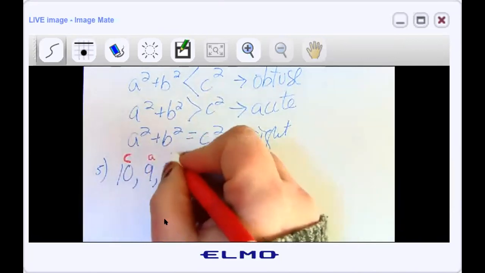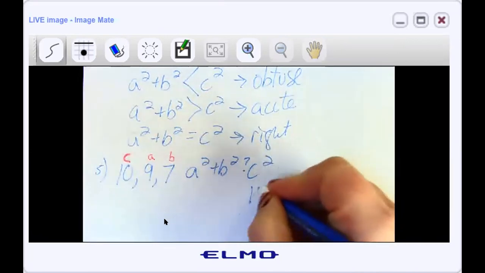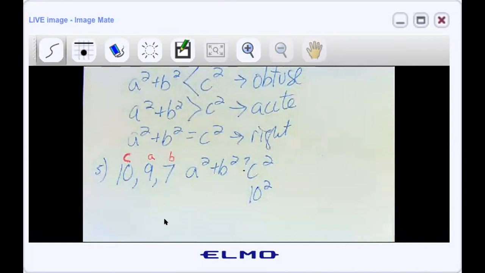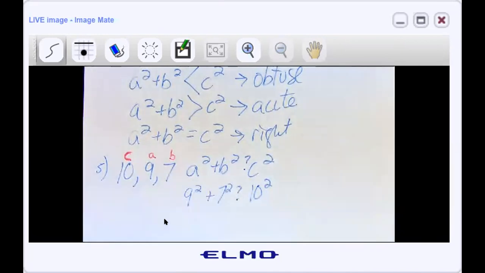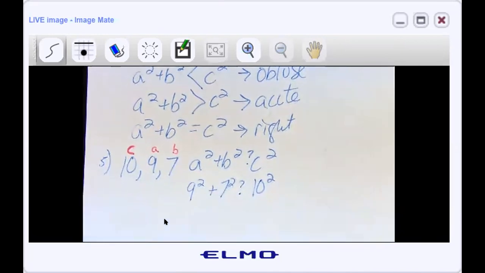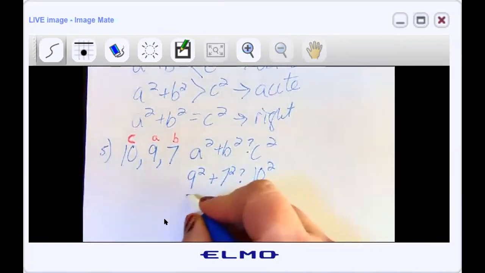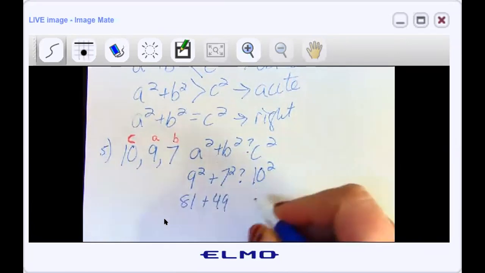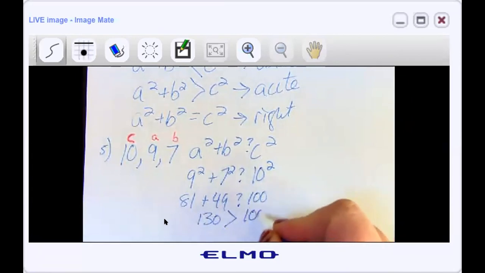So here, there's A, there's B. You've got to be careful. The biggest number in your list has to go in for C. And then A and B, those ones you can sort of switch around. But you have to take the time and make sure that the biggest number is being put in for C. Let's see. 9 squared is 81. 7 squared is 49. How does that compare to 100? 81 and 49 is what, 130? 130 is greater than 100.